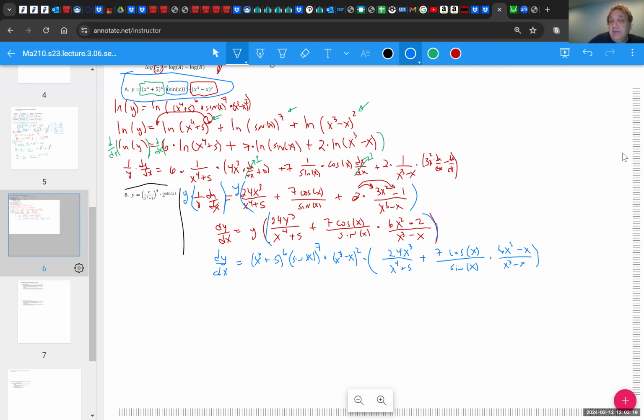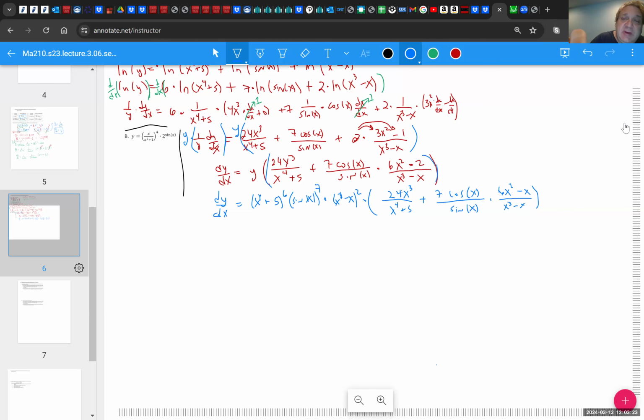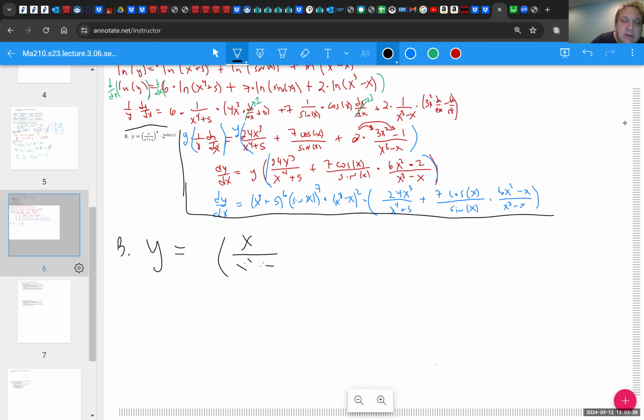Okay, I got one more example for you before the end of the video. This last example here, I'll just write again because I didn't do very good space management. So I'll just write down example B right here. It is the function y equals x over x squared plus 1. And that entire thing is raised to the fourth and being multiplied by 2 to the sine x.